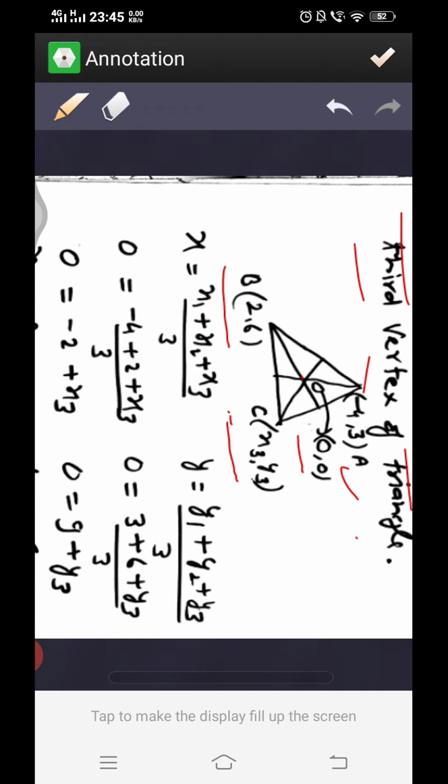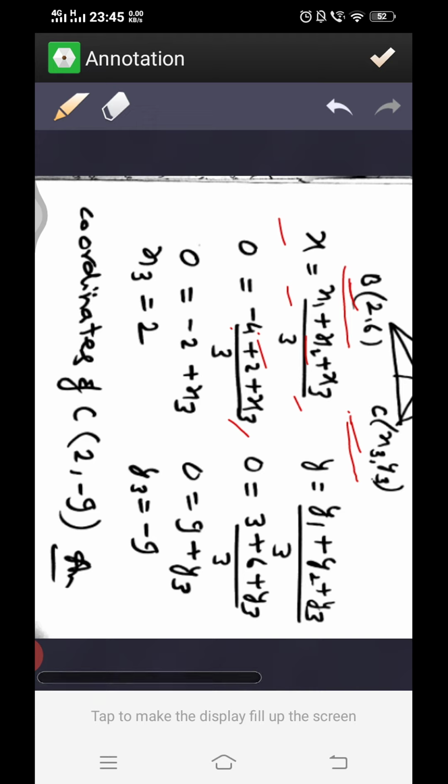So let's see first. x equals (x1 plus x2 plus x3) upon 3. So x1 is -4, x2 is 2 and x3 is x3 only, upon 3. This 3 multiplied by 0, this side it becomes 0. Then -4 plus 2, that is -2, plus x3. Therefore x3 equals 2.